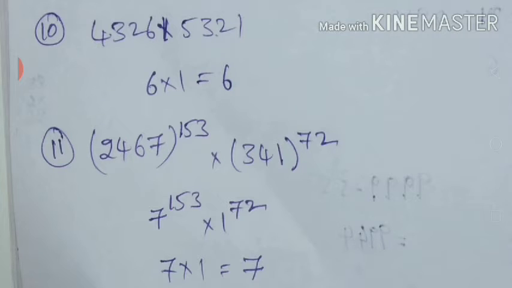Next, the unit digit at the product of 2467 to the power of 153 into 3441 to the power of 72. The unit digit of 2467 is 7 and of 3441 is 1. So 7 to the power of 153 into 1 to the power of 72. 7 to the power of 153 is nothing but 7 only. Next, 1 to the power of 72 is nothing but 1 only. So 7 ones are 7. The unit digit is 7 only.